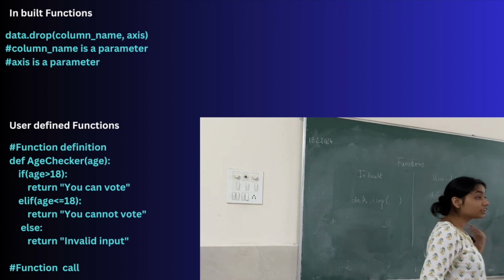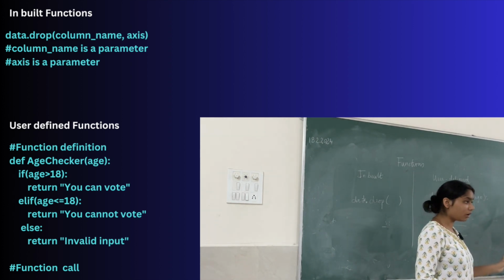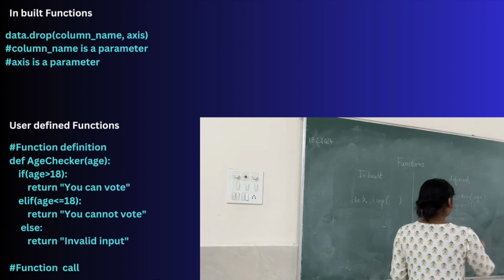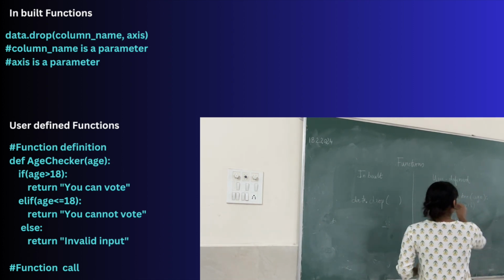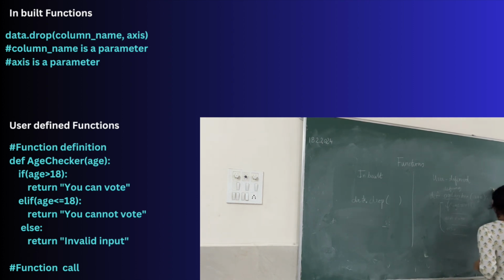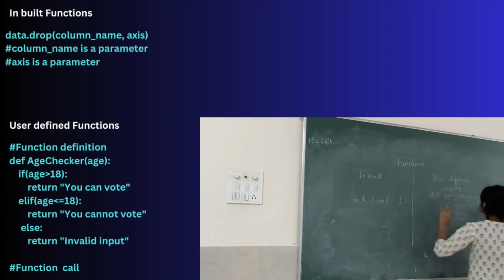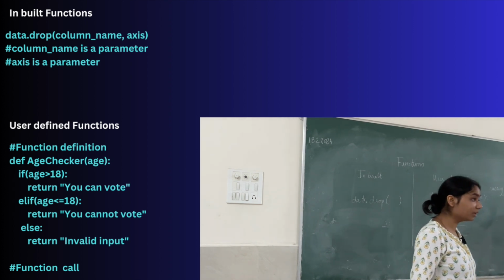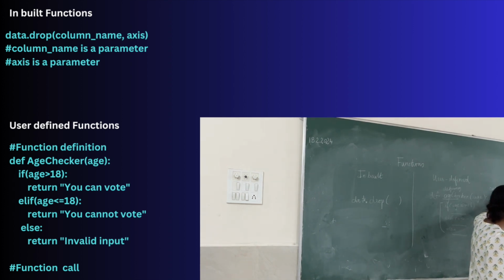Now, if I want to use it again and again, this code will not run automatically. We have to call this function. There are two parts to a user-defined function: defining the function and calling the function. Okay, so if you just run this, nothing will happen in your program. So you have to call the function also.